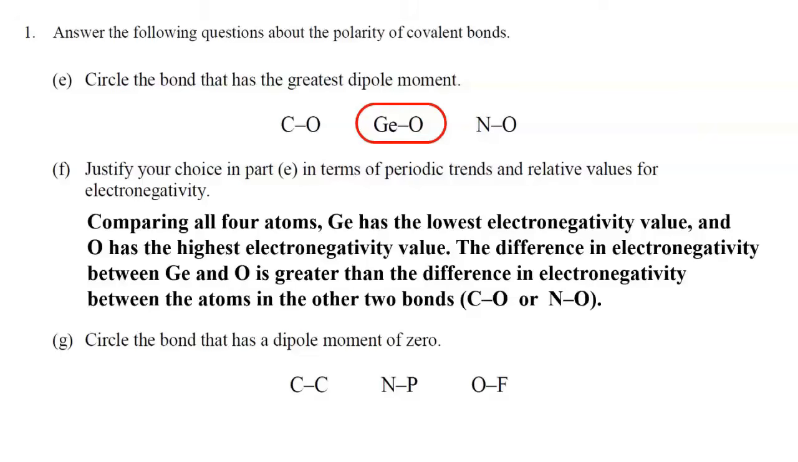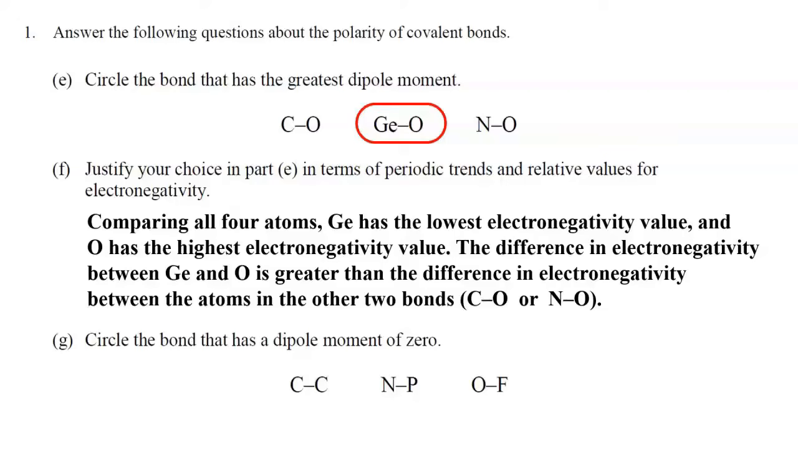Comparing all four atoms, germanium has the lowest electronegativity value, and oxygen has the highest electronegativity value. The difference in electronegativity between germanium and oxygen is greater than the difference in electronegativity between the atoms in the other two bonds. Part G says to circle the bond that has a dipole moment of 0.